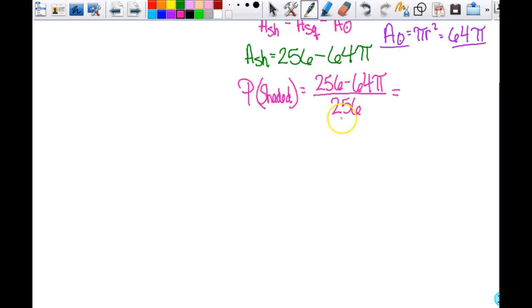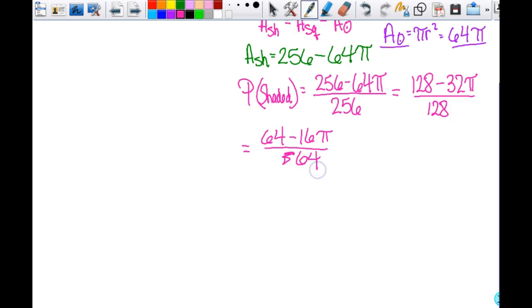Now, all three of them are even. So let's just cut all three of them in half. You have $2.56. You give me half of it. How much do you give me? 128. Minus, what's half of 64? 32. So minus 32 pi over 128. Oh, look, they're still all even. What's half of 128? 64. Half of 32 is 16. Over, not over 128, over 64. Oh, look, they're all still even. 32 minus 8 pi over 32.